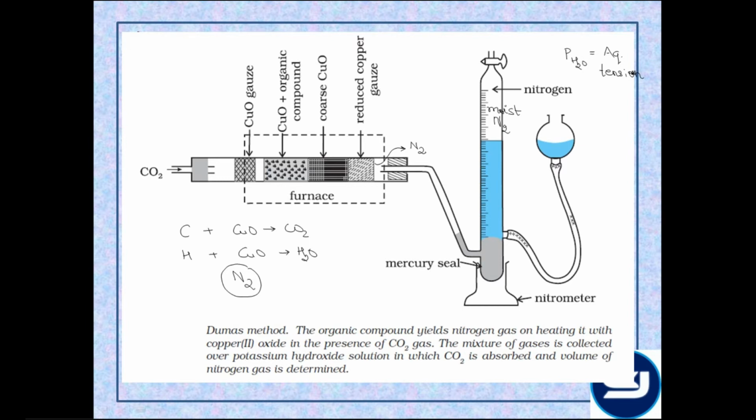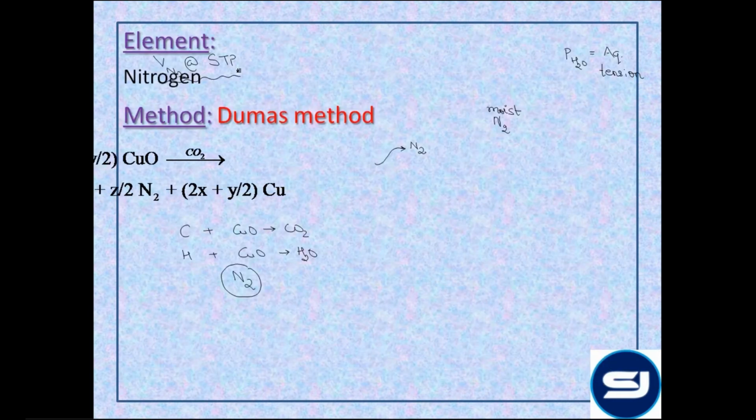Now to determine the percentage of nitrogen, we need to have the volume of nitrogen gas at STP. But the volume which we get over here is not at the standard condition of temperature and pressure, so we need to convert by using the ideal gas equation, that is the relation of PV upon T equal to constant, and through that the percentage of nitrogen could be determined. So let's see the concept and the calculation.